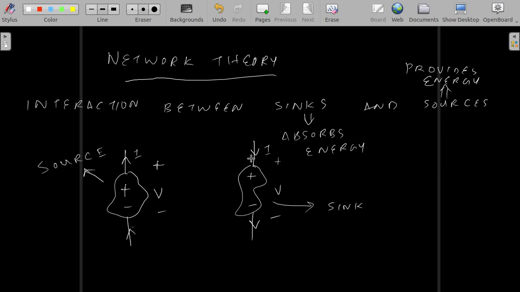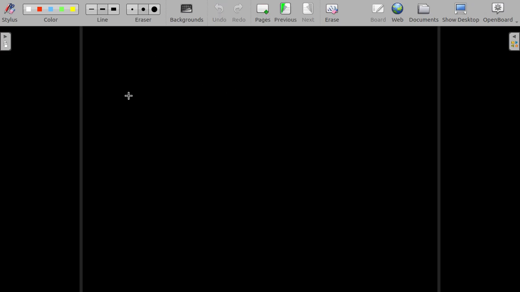Now let's see which are the different types of sources and sinks which we will be dealing with in this topic, in this paper. First of all, this is a voltage source.